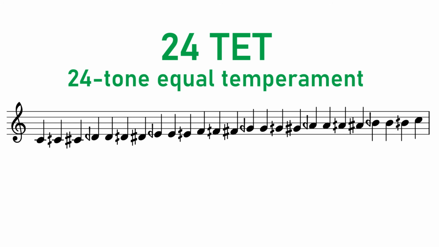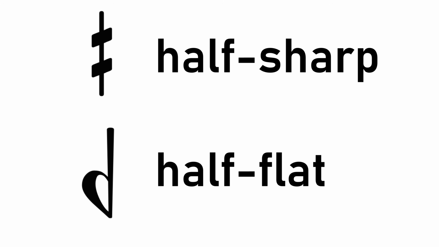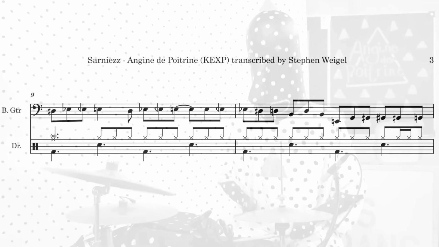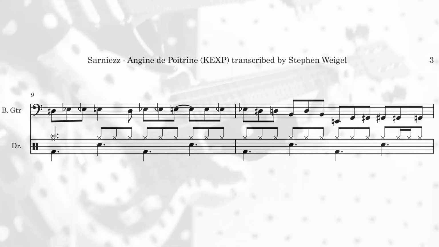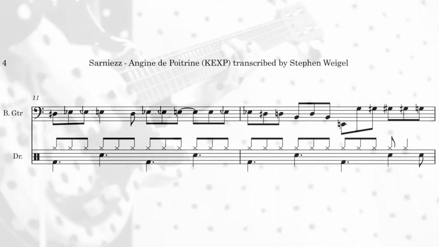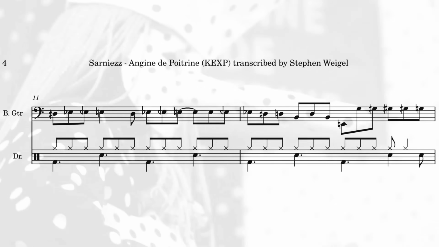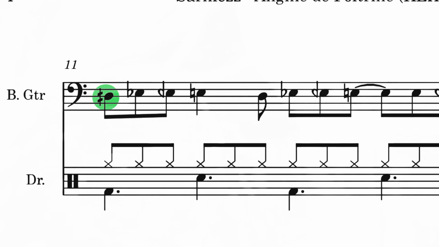So how do we refer to these 24 notes? Well, of course, 12 of them are the regular notes we're used to, but the other 12 are now what we call either half sharps or half flats, indicated with these symbols. For example, if we look at Sarniez by Angine de Poitrine, we can see here in the bass riff that we have various microtonal accidentals. We have these half sharps, so this is a D half sharp, a quarter tone sharper than a regular D note. Also here we have an E half flat, so the note between E flat and E natural, a quarter tone flatter than a regular E.